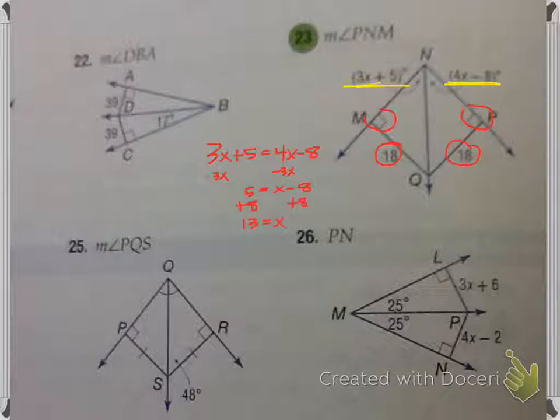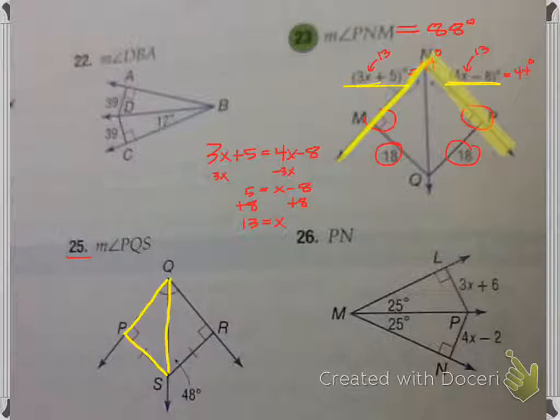The next piece is, the question says find the angle PNM. That's the big angle. So we have to put 13 back into the angles that we have, which are the two small angles that are bisected in this particular triangle. If I put 13 back in, I get 44 degrees for each little angle. Well, I want the big angle. So the big angle is the sum of those two smaller 44-degree angles, and you end up with 88 degrees.